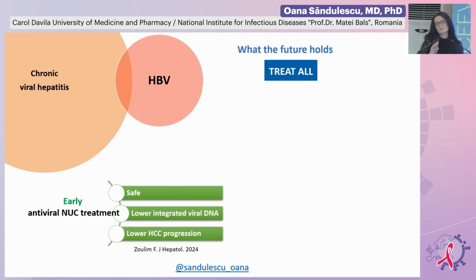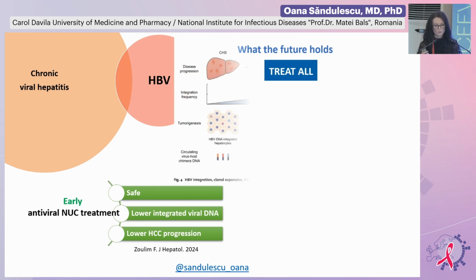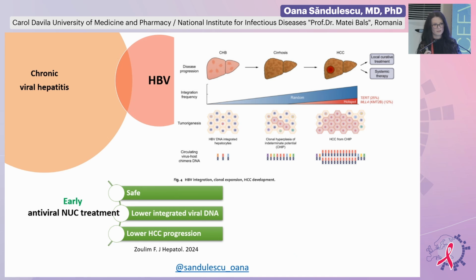And there are plenty of studies that are accumulating, showing us that if you start nuke treatment early, we are going to prevent integration of viral DNA. We know that this is an event that occurs during HBV infection with random integrations of viral DNA into the human cells. And these events, they're random, but they tend to accumulate. So the longer the patient is living with hepatitis B virus infection, the more such insertions they will accumulate.